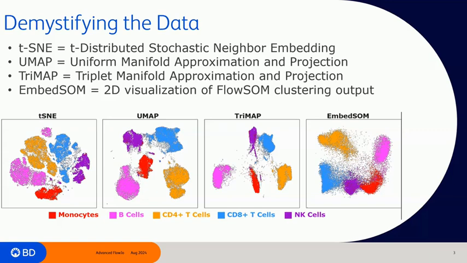And what we see here across here, some of these examples are some of the methods that are available in FlowJo to perform dimensionality reduction. Keep in mind, these are just some of the methods. There are additional ones that are available for download as a plugin from the FlowJo Exchange.